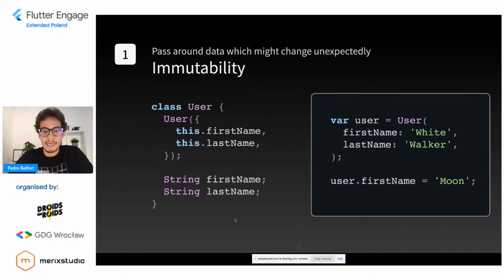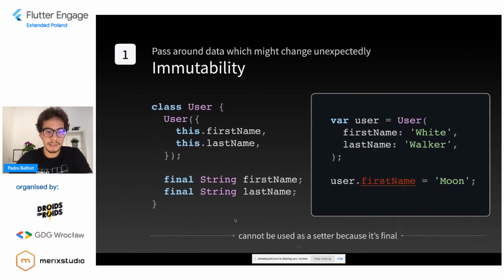So this means that I can declare my user, which is a white walker, and I can change its name to Moon if I want to. Now, how would I tackle it in Dart? I can just use the final keyword in front of my type String. And now the compiler will tell me that it cannot be used as a setter because it's final.